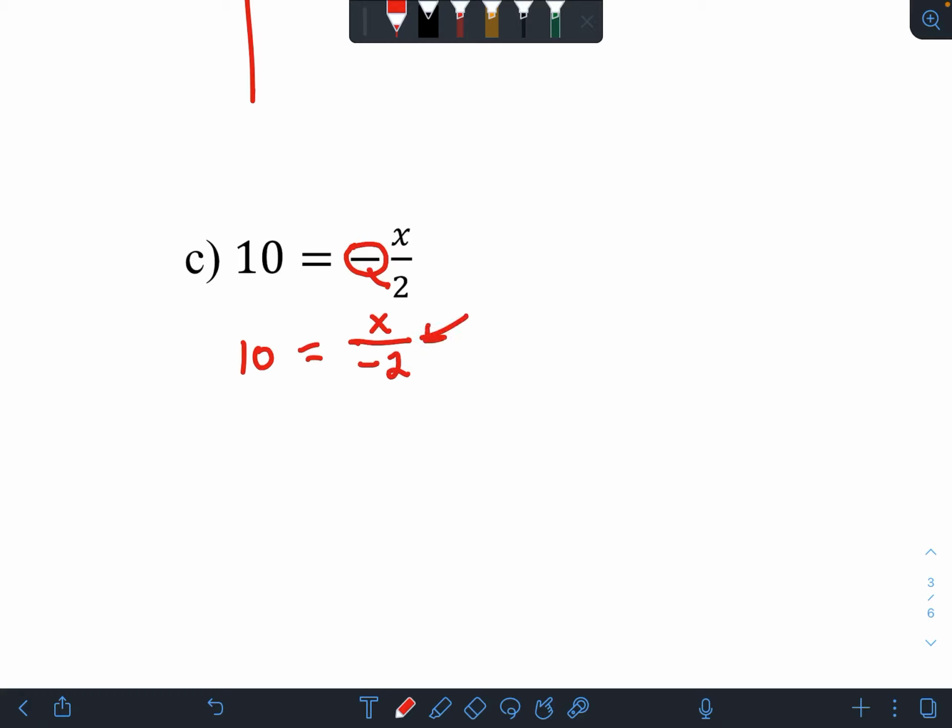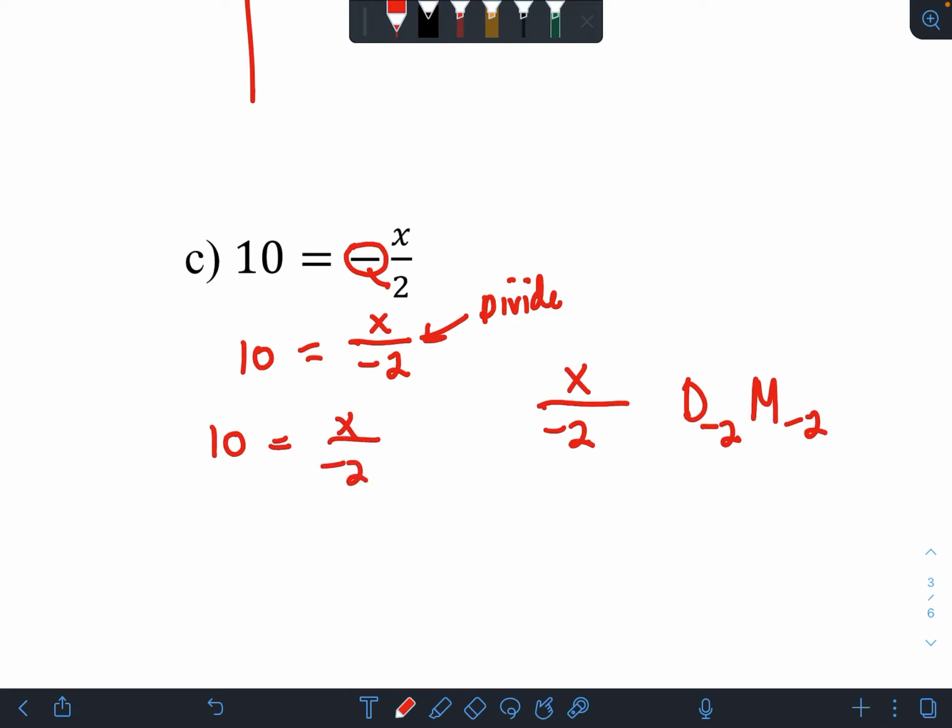Now that line implies division because we're dividing. So this says I have x and I divided it by -2. If I divide by -2, the opposite of dividing is to multiply. And so we multiply both sides by -2. Why do we do that? Well, if I have 10 is equal to x divided by -2 and I multiply by -2 on both sides, the -2 and -2 is like a -2 over -2.